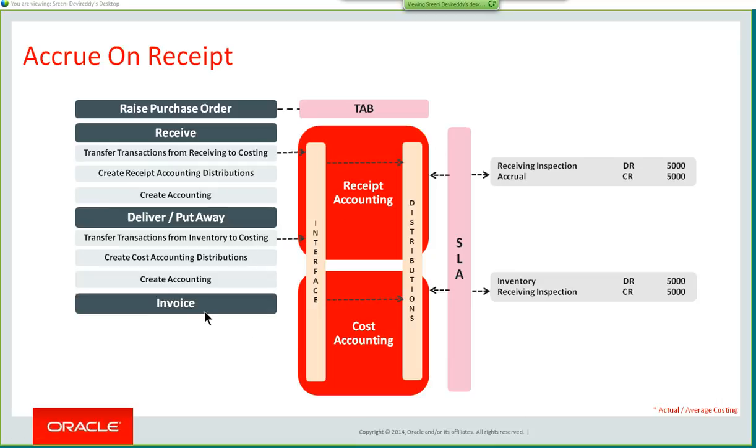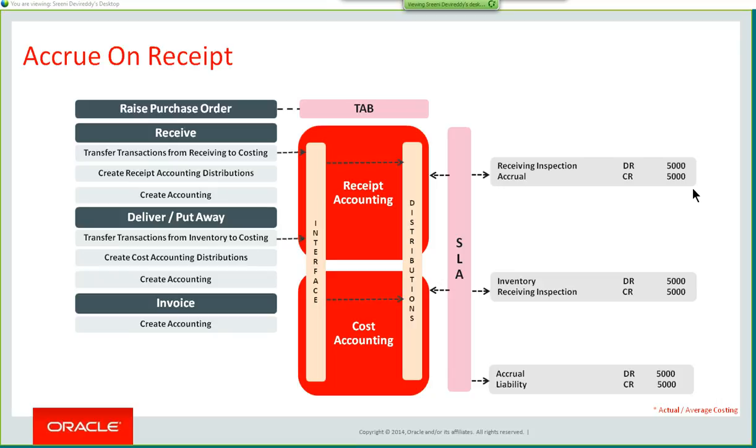Okay. And finally, you get an invoice. When you get an invoice, you do the create accounting directly, and then this is the output, as I explained these entries previously. The key thing here for you to understand is that this is happening in receipt accounting, this is happening in cost accounting, and this is in fact happening in payables. Three different places where the subledger journals are getting created.